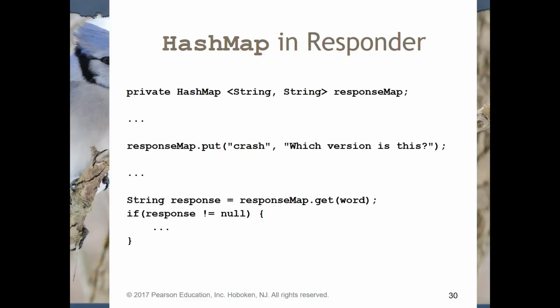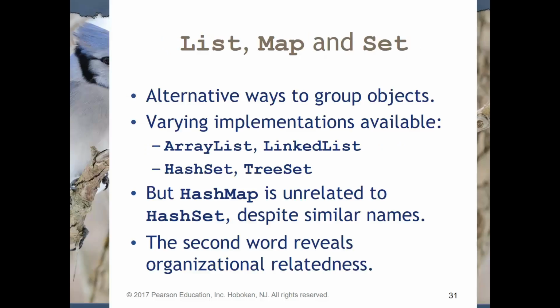Excuse me. HashMap and responder. Private HashMap<String, String>. We already talked about that. The put, which version of this is, String response, get word. Based on this, it returns back that. If the response comes back as null, what does that mean? It means it didn't find anything. We talked about null in the last lecture, or last chapter. Please go through it if you're not familiar.